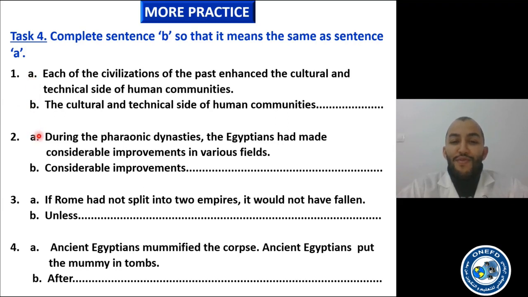Number 2: during the pharaonic dynasties, the Egyptians had made considerable improvements in various fields. B. Number 3: if Rome had not split into two empires, it would not have fallen. Unless. Number 4: ancient Egyptians mummified the corpse. Ancient Egyptians put the mummy in tombs. Is it okay? All right, so take all the time you need. Pause this video, check your books, check your lessons, and get back here and do the task. Okay, I'll see you right after.